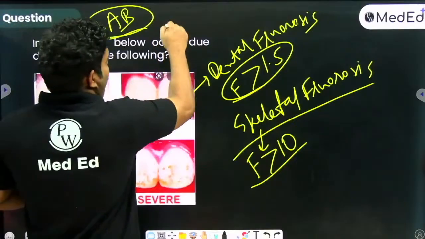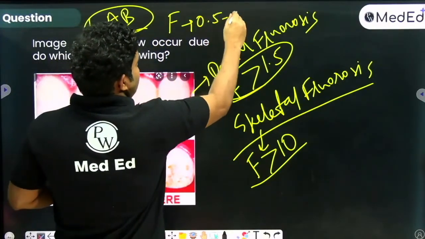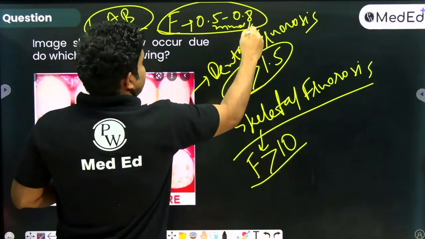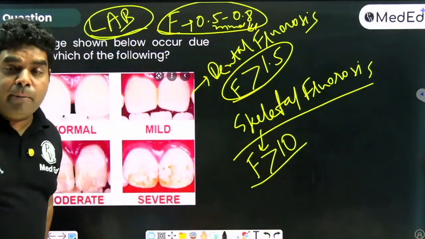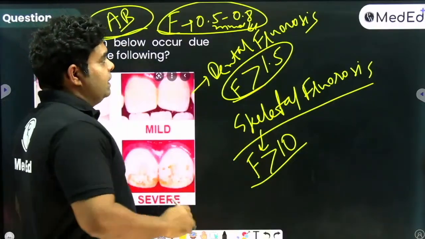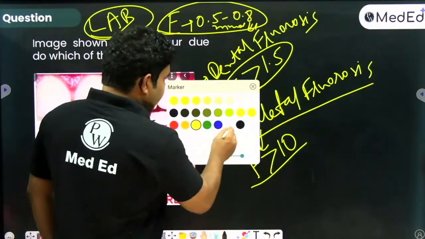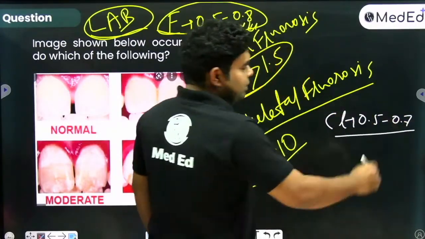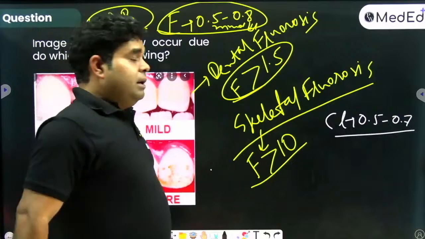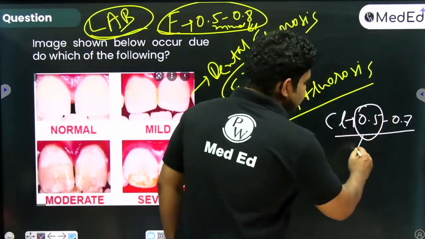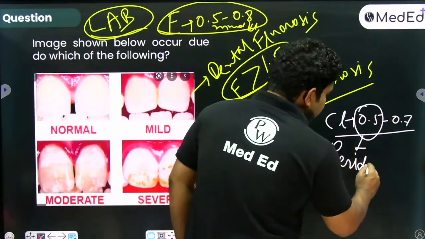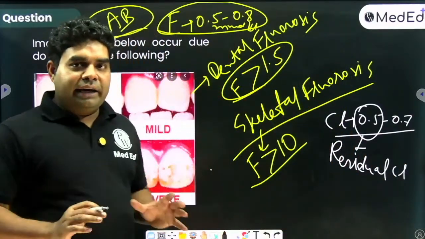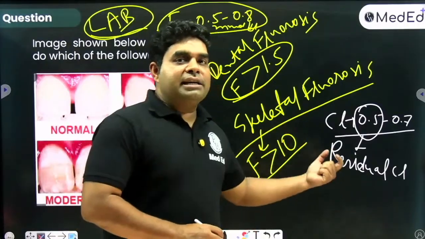Normal amount of fluorine in water is 0.5 to 0.8. This is the normal amount. It is easy to remember because for chlorine, the normal amount is 0.5 to 0.7 in water. And this question came in the last exams: what is the residual amount of chlorine? Residual chlorine means the chlorine that should always remain in water at minimum to kill bacteria. Minimum amount of chlorine which should be there is 0.5.